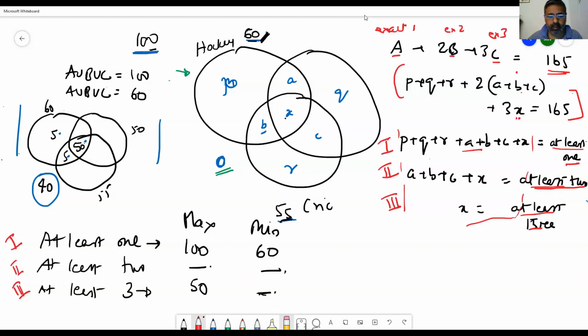What is P plus Q plus R plus A plus B plus C plus X? The total number of people. That is A union B union C. Is that okay? And what is A union B union C? At least one. Yes or no?